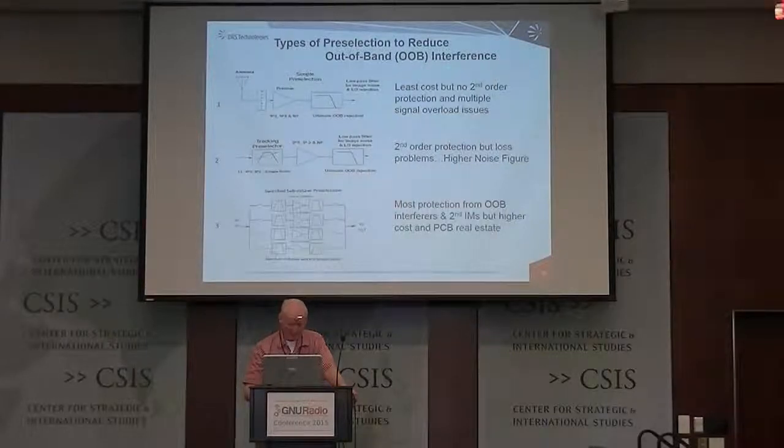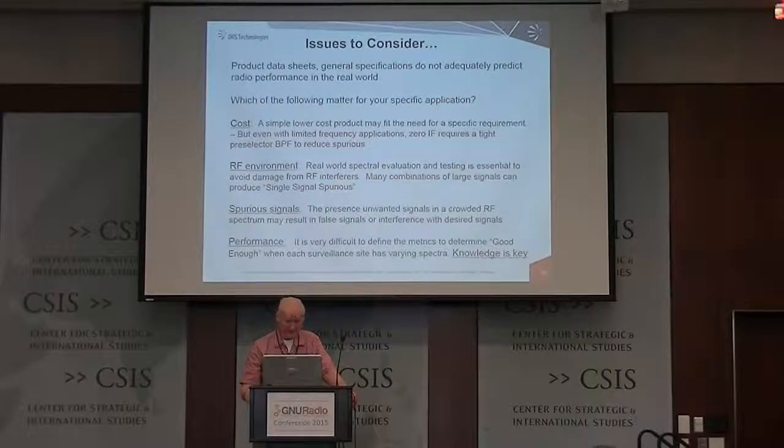So the number one is just put in a low-pass filter. Now the preamp will give you second and third order problems with all the signals you see. So we put in the tracking preselector, number two. Tracking preselectors do a really good job, but they're kind of lossy, so your noise figure goes up. The best possible preselector you can put in the radio is sub-octave preselectors. Sub-octave meaning they'll never get an IM3 product through there because they're so narrow. However, as they narrow up, you have problems getting the wide bandwidth through them. So they're higher cost and take up more PC board real estate. So these are all the issues we need to consider: the cost, RF environment, spur signals, and performance.